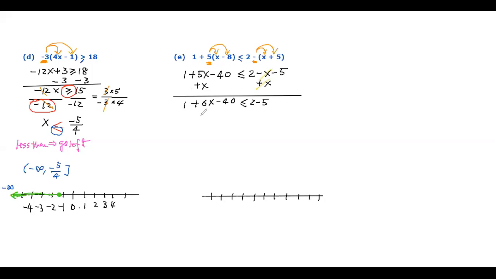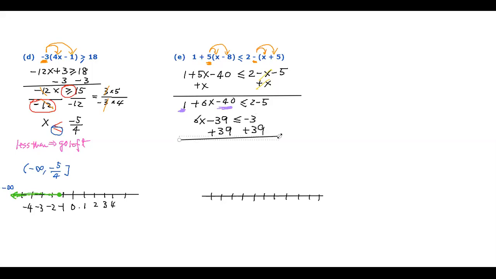Okay, now I can combine this a little bit. 6x. So from here, you see, this is 1, this is negative 40. So what do you come out with? Negative 39. And 2 minus 5 is negative 3, right? So now I can simplify it. It's plus 39, plus 39. So far, so good? Yeah, okay.